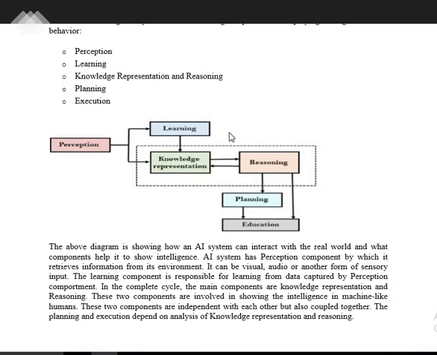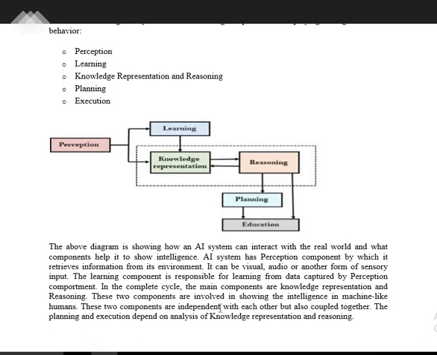Same way, the knowledge is now going to be understood properly through the method of reasoning: how it is going to be implemented, and what all planning is required. Then the machine, we say, is completely executed, or like the education that is provided is completely executed.